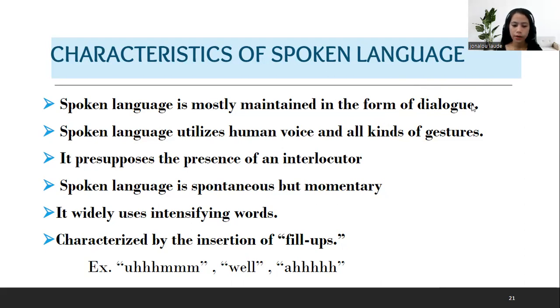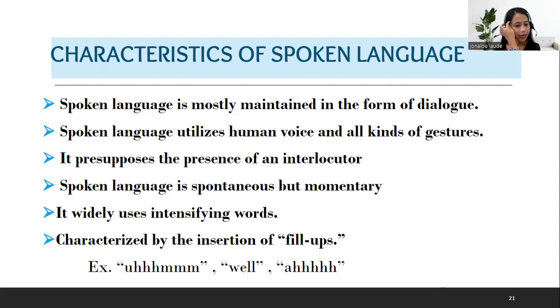Okay? Then, another example, the way you talk to your mama, the way you talk to your classmates, it is in the form of dialogue. So that is the first characteristic of spoken language: it is mostly maintained in a form of dialogue. Next, spoken language utilizes human voice and all kinds of gestures.